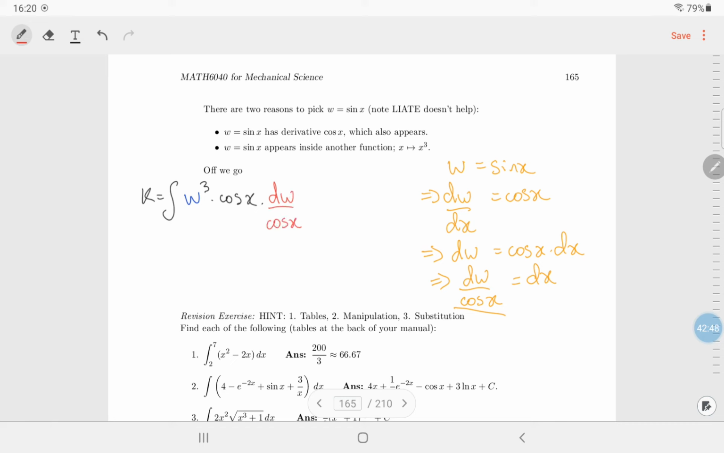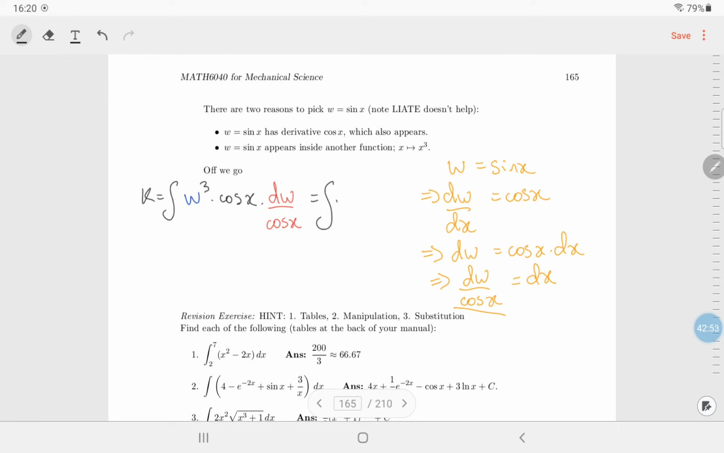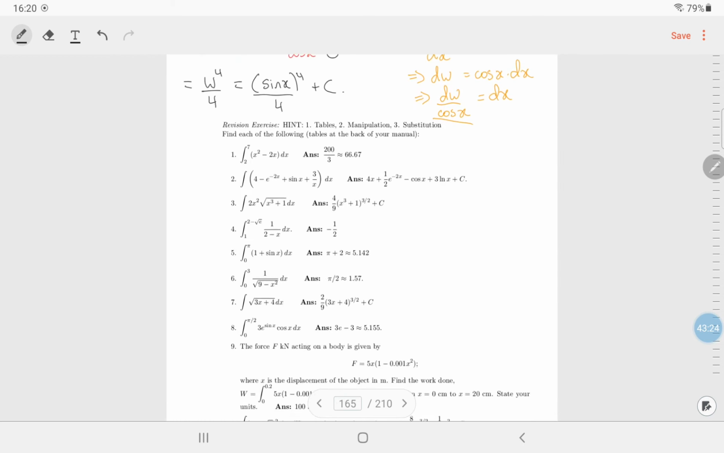And now the nice thing happens. Cos x divided by cos x is 1, and 1 times w cubed is w cubed. We have reduced the integral using the w substitution to something that's in the tables. The antiderivative of w to the 3 is add 1 to the power, divide by the new power, and we want our answer in terms of x. So w is sine of x, to the 4, over 4, plus c. We could put the 4 there as sine to the fourth if we want, but we won't.